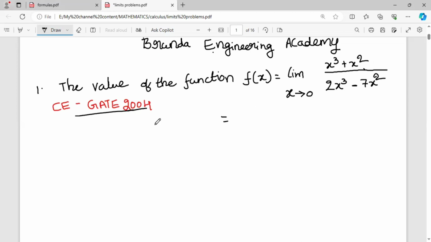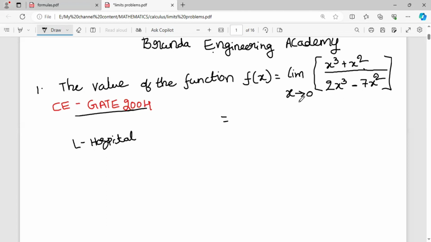So you have to apply L'Hospital's rule. L'Hospital's rule is nothing but differentiating the numerator and denominator of this function. The differentiation formulas were also discussed in the previous video, so please check that video in our channel.